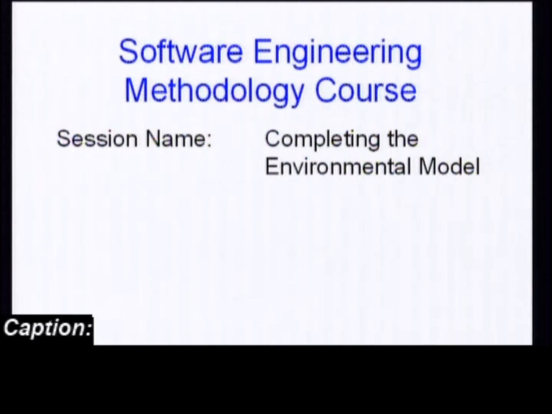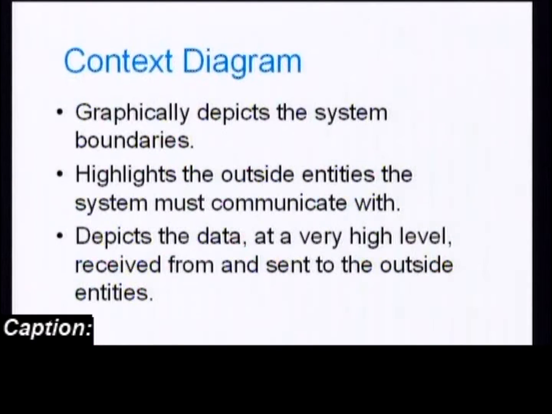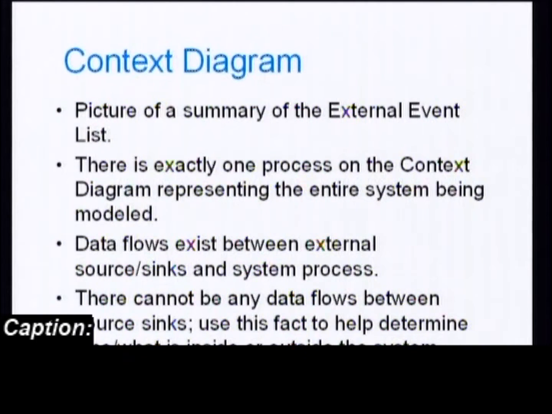We are now going to complete the environmental model, looking at the context diagram, the preliminary data dictionary, and the requirements list. The context diagram graphically depicts the system boundaries, highlights the outside entities the system must communicate with, and depicts the data, at a very high level, received from and sent to the outside entities.